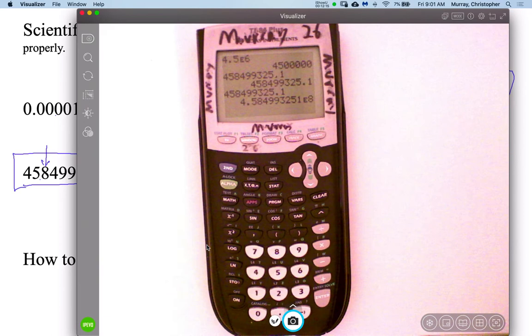Anyway, that's all I want to say about scientific notation. You want to use it anytime you'd have to use more than 2 zeros, and that's how you convert it. Okay. Let me show you another example.